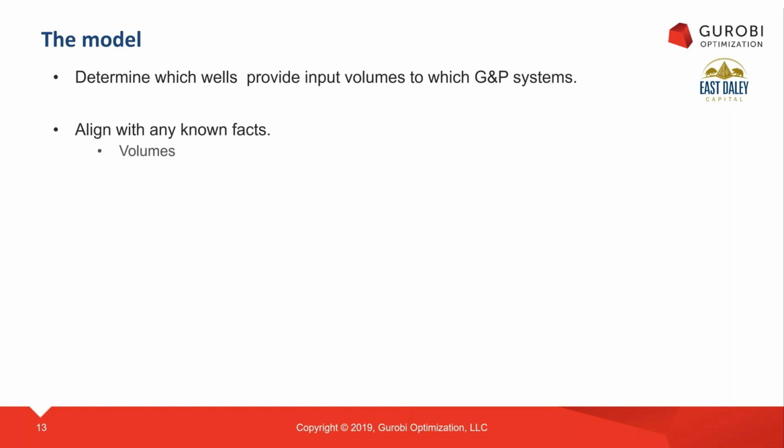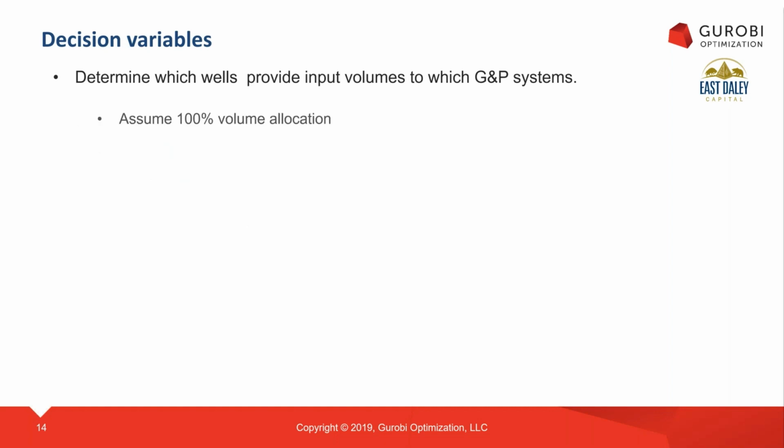So volumes are a large part of those facts. Another set of facts we might have is geography. If we have a well that's in Texas, it's likely feeding a processing plant in Texas or maybe a nearby state like New Mexico. And then lastly, given multiple choices, choose the best one. This speaks to quality: when we're determining which wells feed which GMP systems, we want to make good choices. I'll wait a little bit before I define what is a good choice, but just know that that's what we want to do. Okay, so we're going to determine the wells that provide the input volumes.